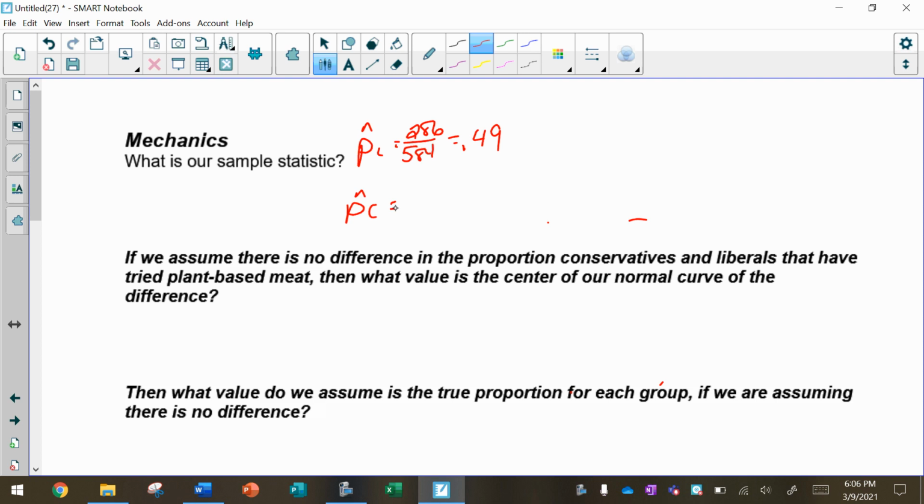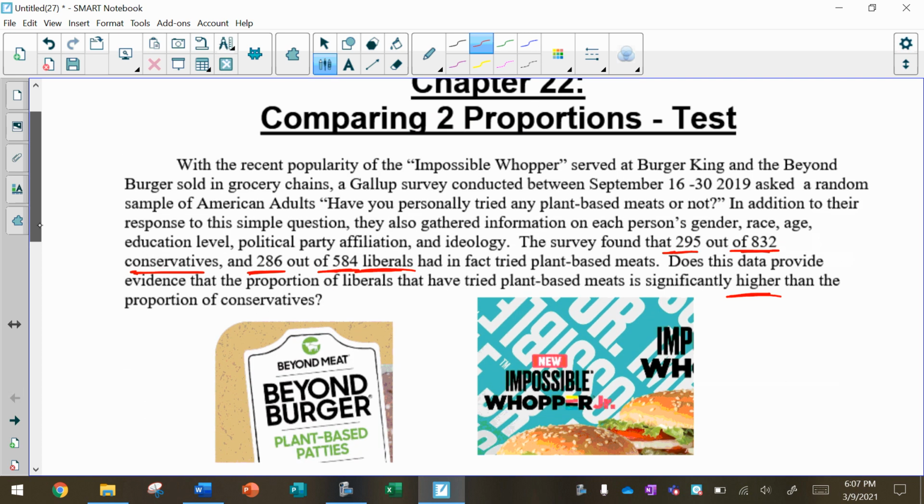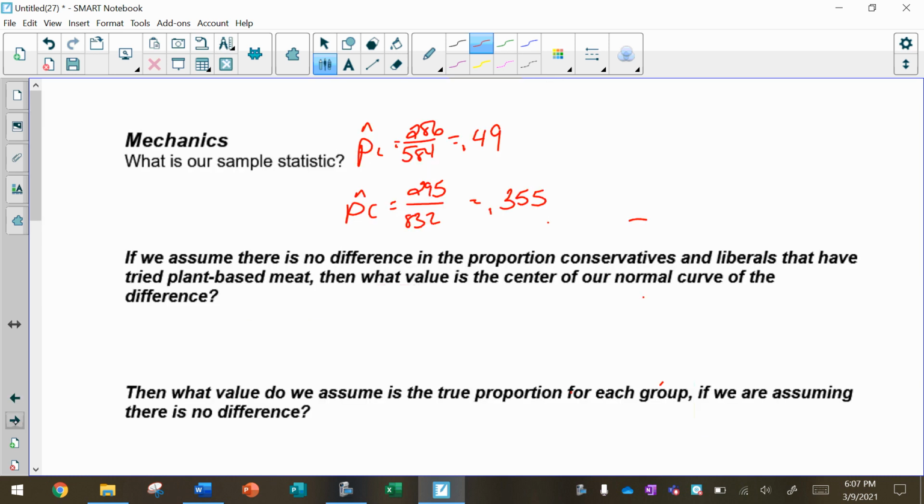P hat for the conservatives was 295 out of 832. So 295 divided by 832. That's about 0.355, we'll say. Okay, let me double check that real quick because I was just looking back at my calculator. 295 out of 832 and 286 out of 584. Good. So just like yesterday with the two proportion interval, we're not going to focus on either one of these individually. We're going to look at what we already set up as the difference.